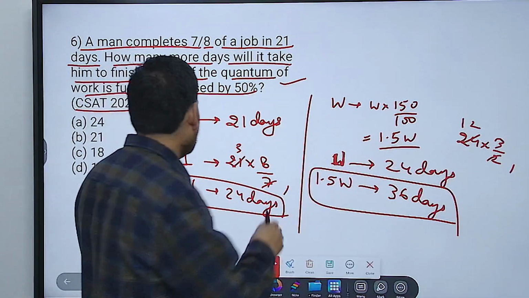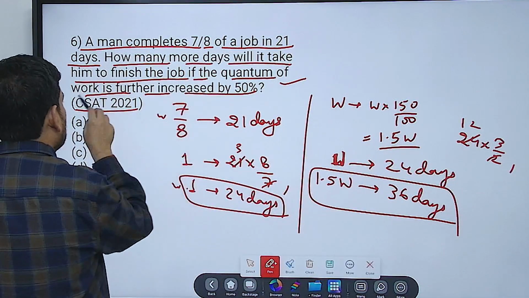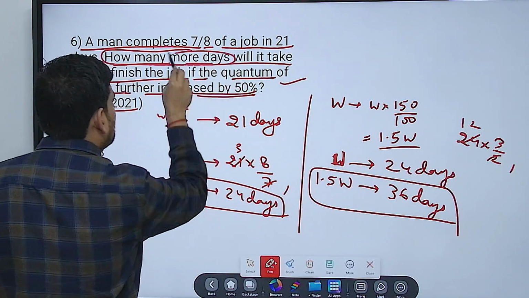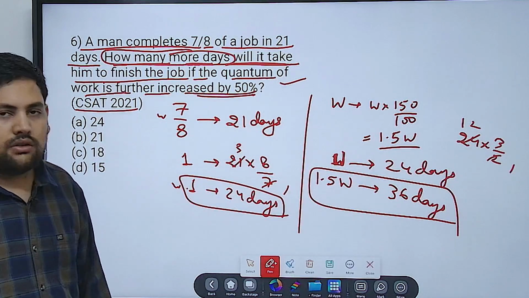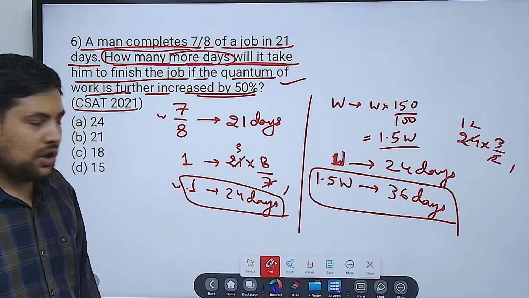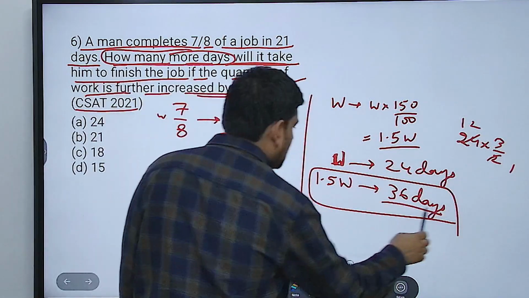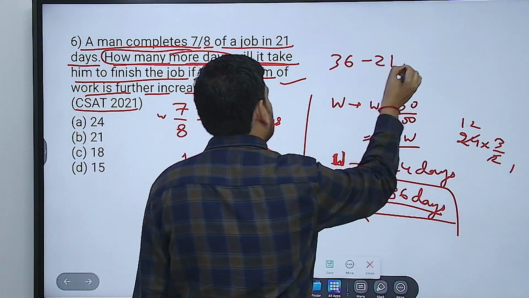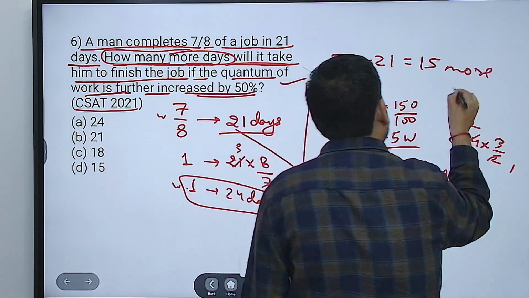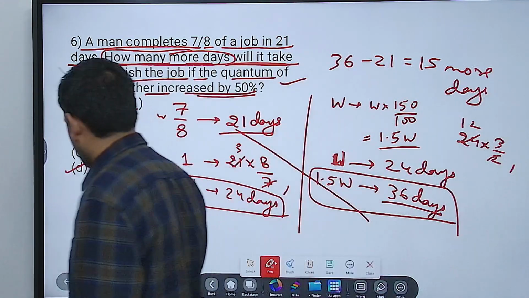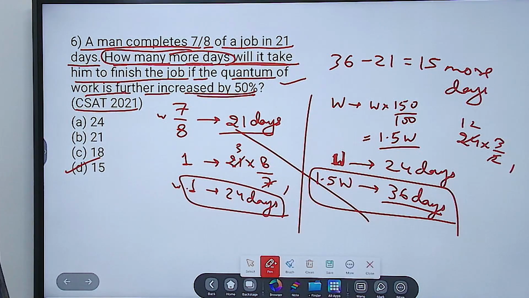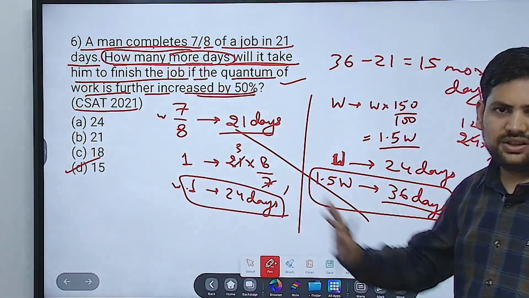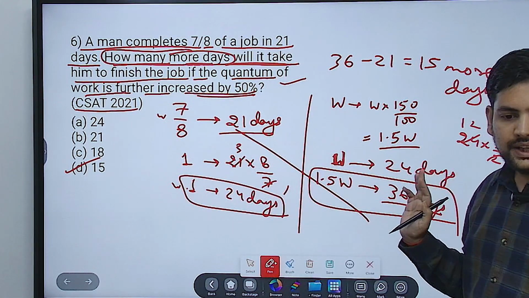Now the question says, if the quantum of work is further increased by 50%, how many more days will be required? Correct? So the original days is 21, now it has become 36. What is the number of more days? Difference between the two. So 36 minus 21, that is 15 more days will be required. This becomes your answer. Understood? Simple. Same thing, we just have to use the simple unitary method.